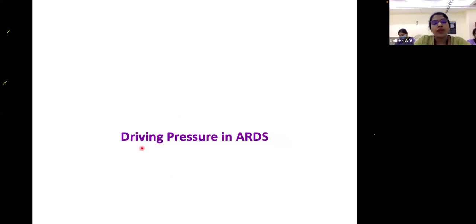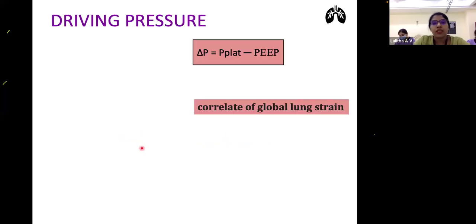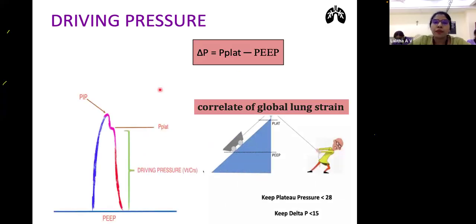Okay, the next concept we are going to discuss is the driving pressure. So what is this driving pressure? Driving pressure is nothing but the difference of P plat minus PEEP. We have calculated the P plat, right? And there we are going to give some PEEP. So that is the difference between the P plat and PEEP. So what is this driving pressure? When the effort of the respiratory system is taken away, it is the pressure required over and above the PEEP to generate the tidal volume.